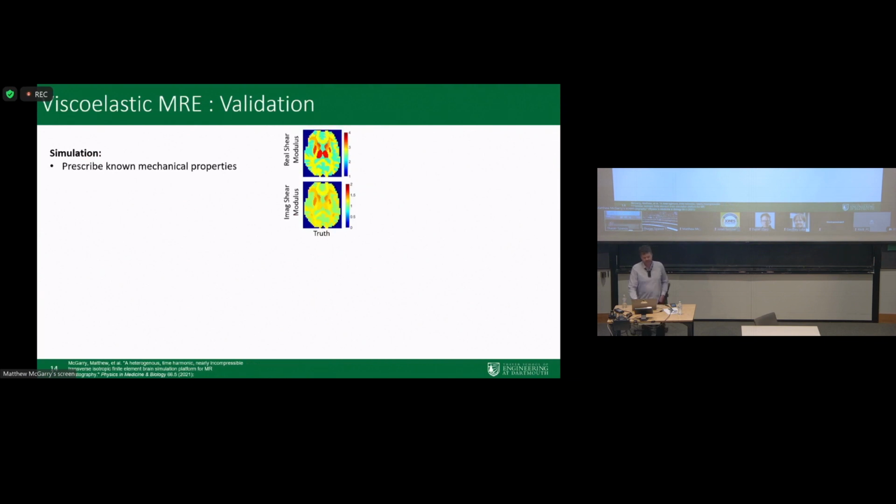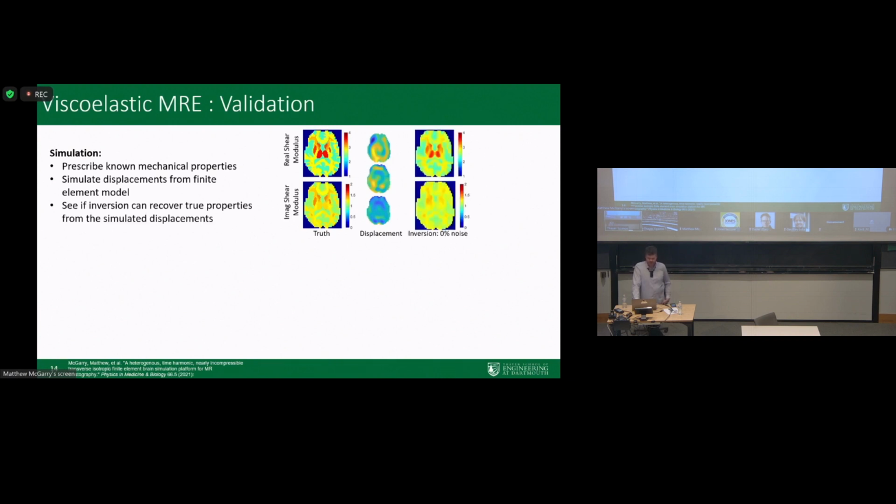So we go through a pretty intensive validation protocol for each of our inversion techniques that we develop. We start with a simulation where we prescribe known mechanical properties and we know exactly what the governing mechanical model is. So this is a really idealized case. We then simulate displacements from the finite element model. In this case, we've just taken a bunch of brain structures and got properties from the literature. And then we've simulated what the displacements would be if you put them in an MRI or MR elastography-like environment. And then we pretend that we don't know the properties and see if our inversions can recover the true properties. In this case, we do a pretty good job, especially in the real shear modulus.